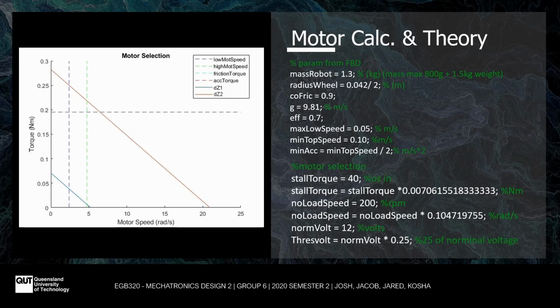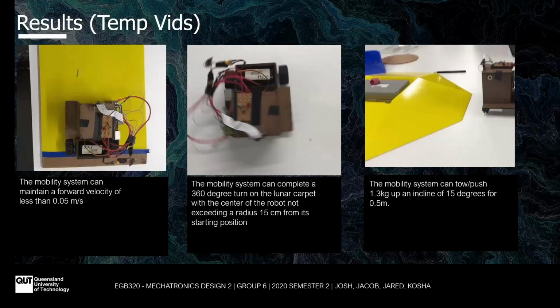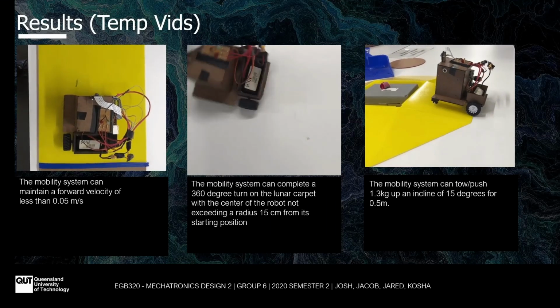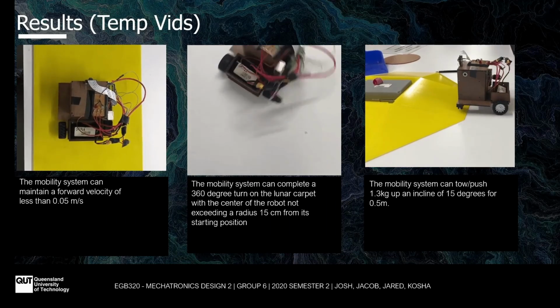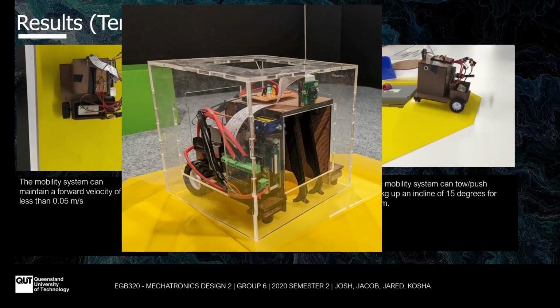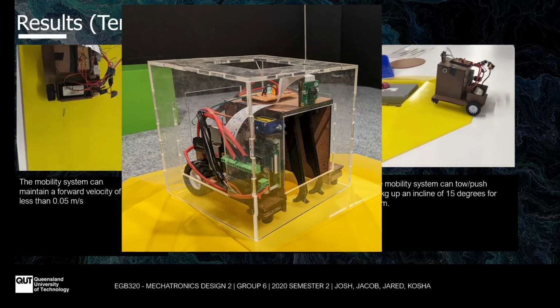Using this graph, the development team could plug in several different motors until they found the one with desirable specifications to match client requirements. From this, pulse width modulation was used, and as you can see, the robot can fulfill all mobility requirements and fit within the 15-centimeter cube.